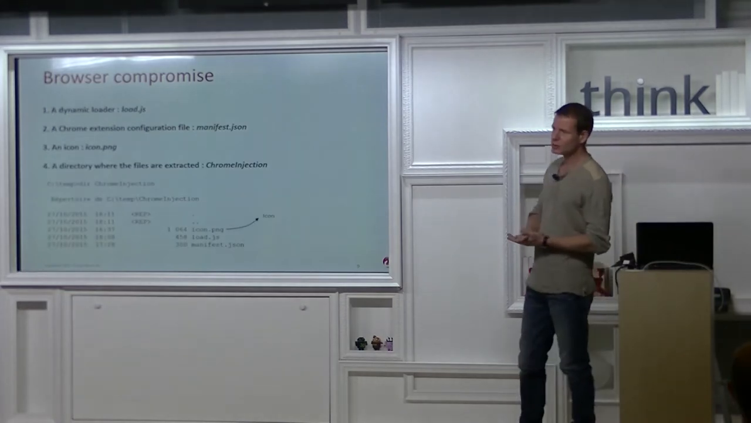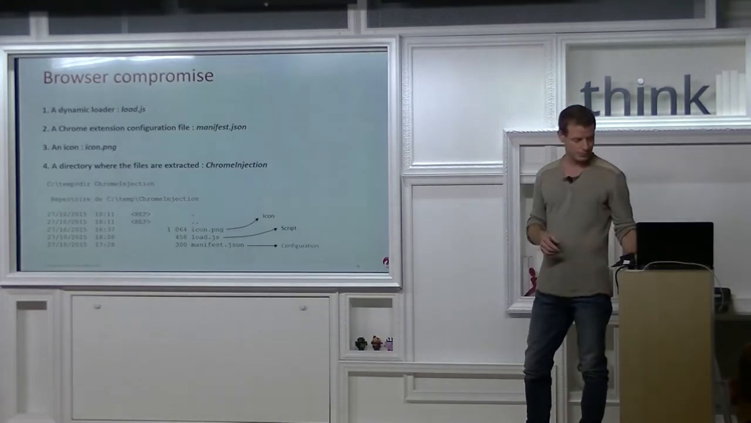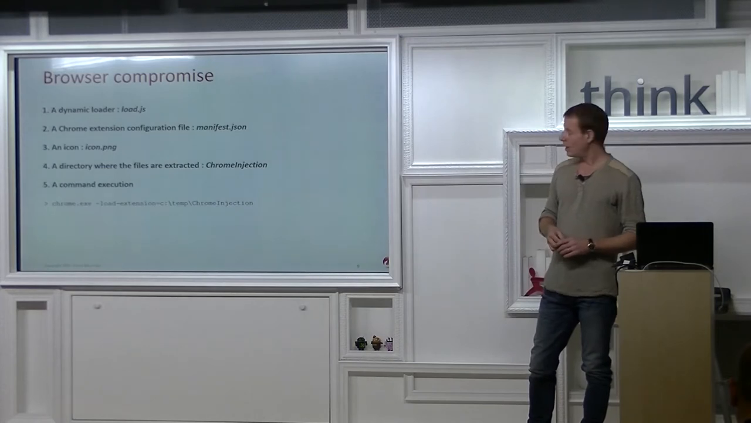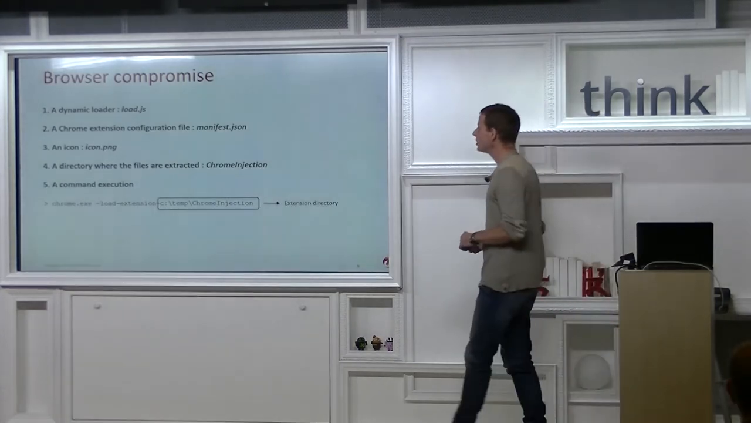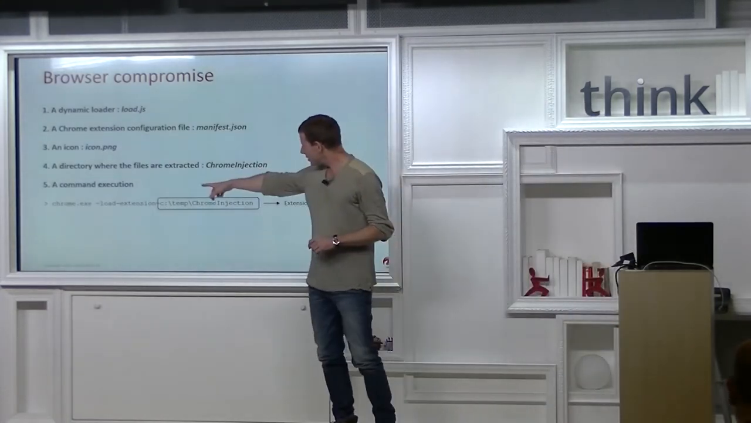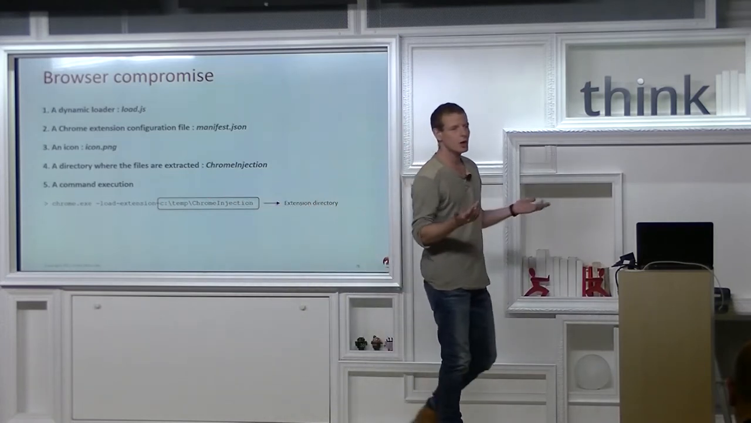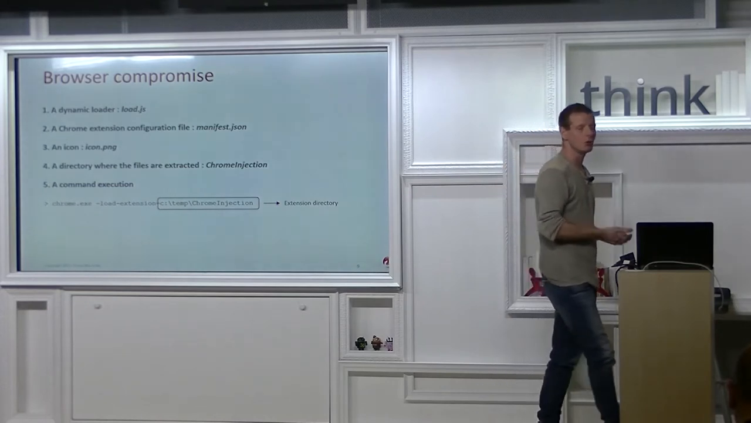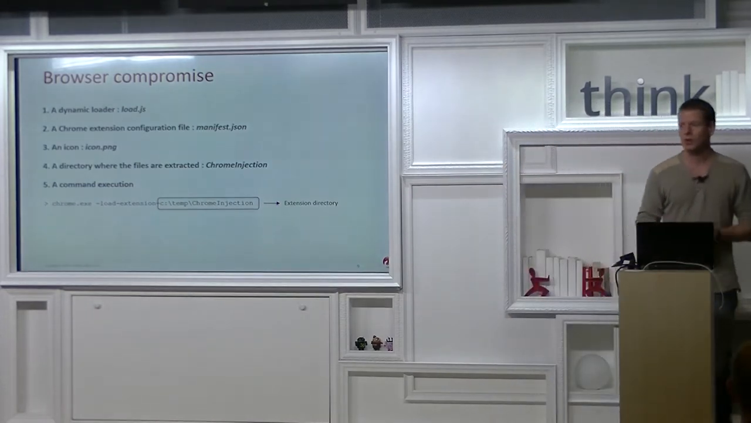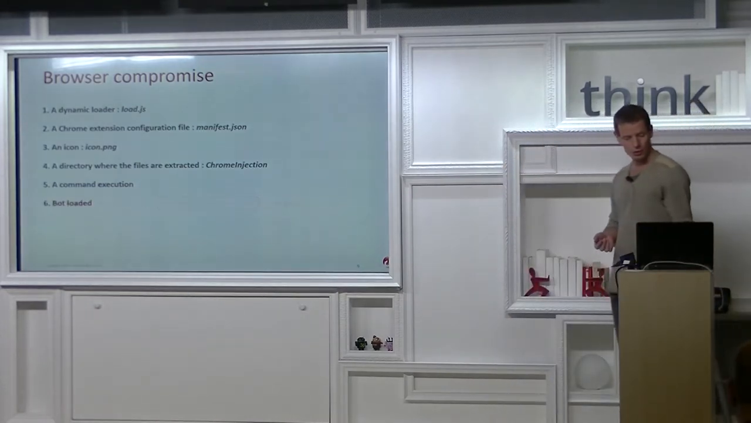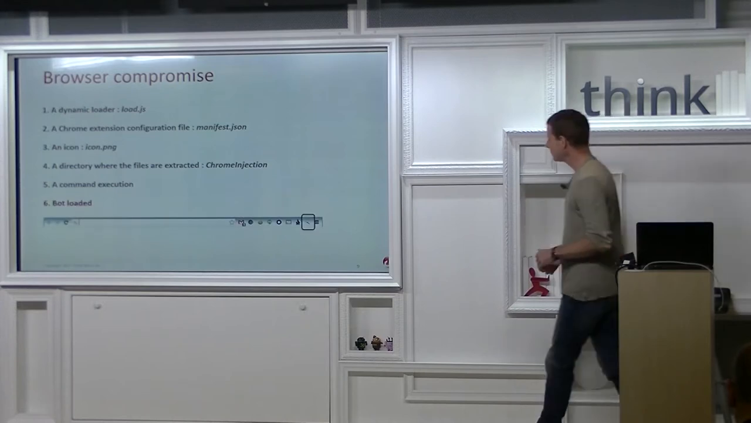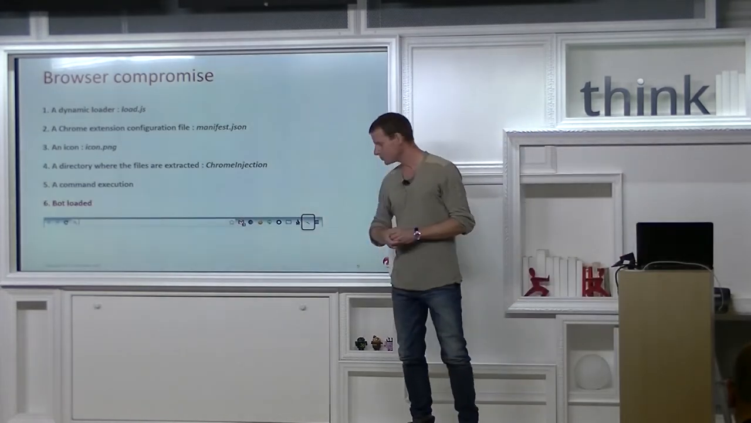Directory, we're going to extract those files. And the command execution. So here, what we just have to do is launch Chrome with these arguments. And then you have to replace all the links or shortcuts for Chrome, and then it works. Then you launch Chrome, and you see you've got the small stuff here.